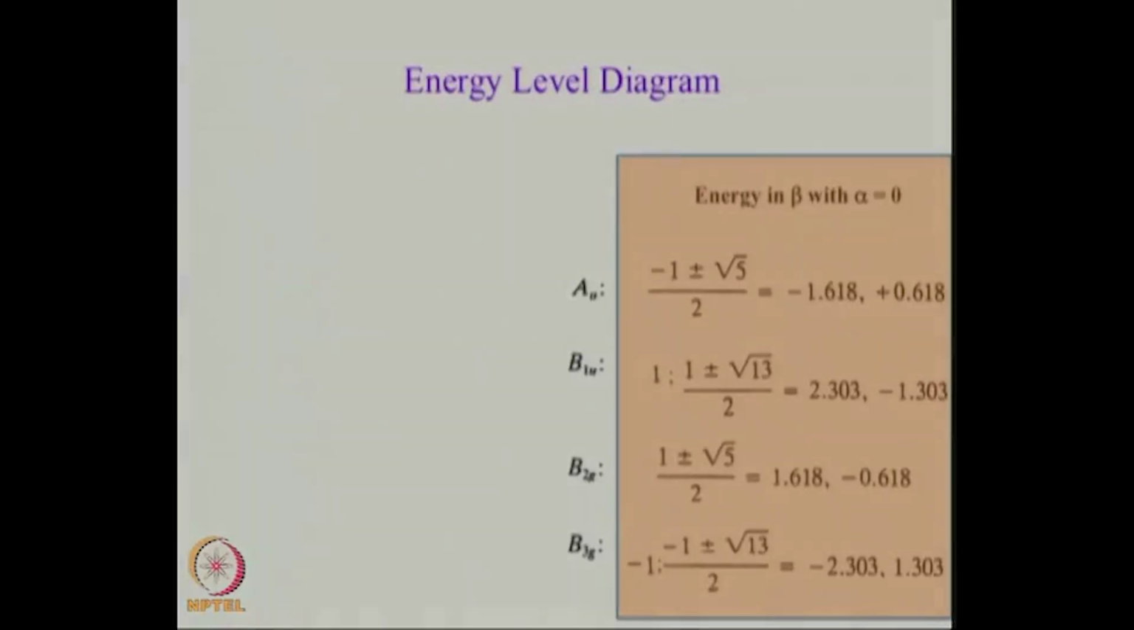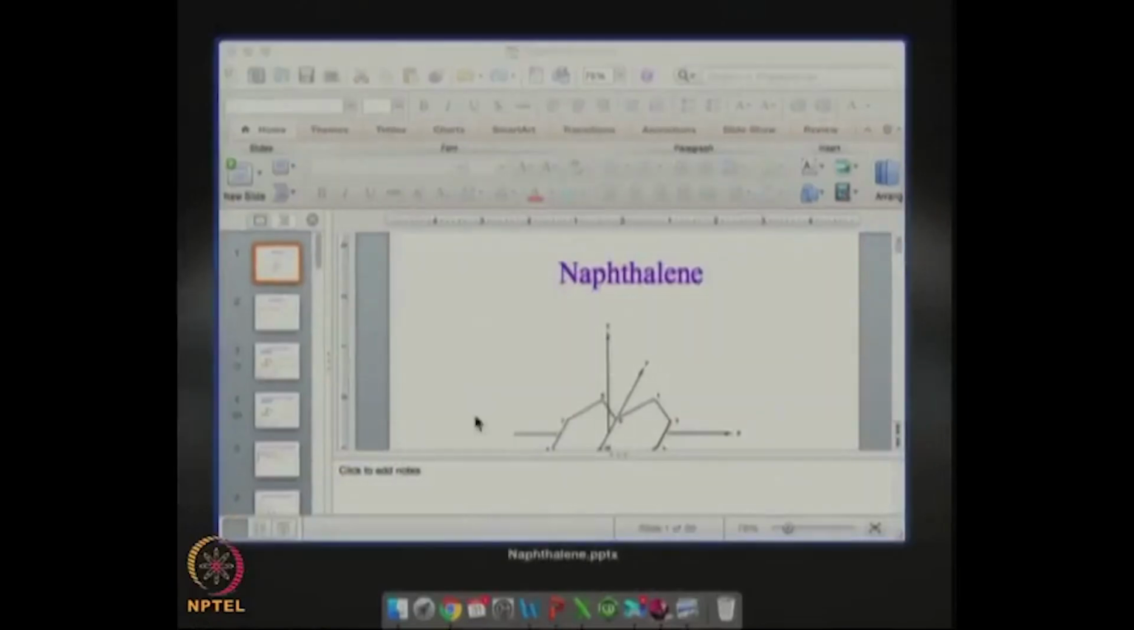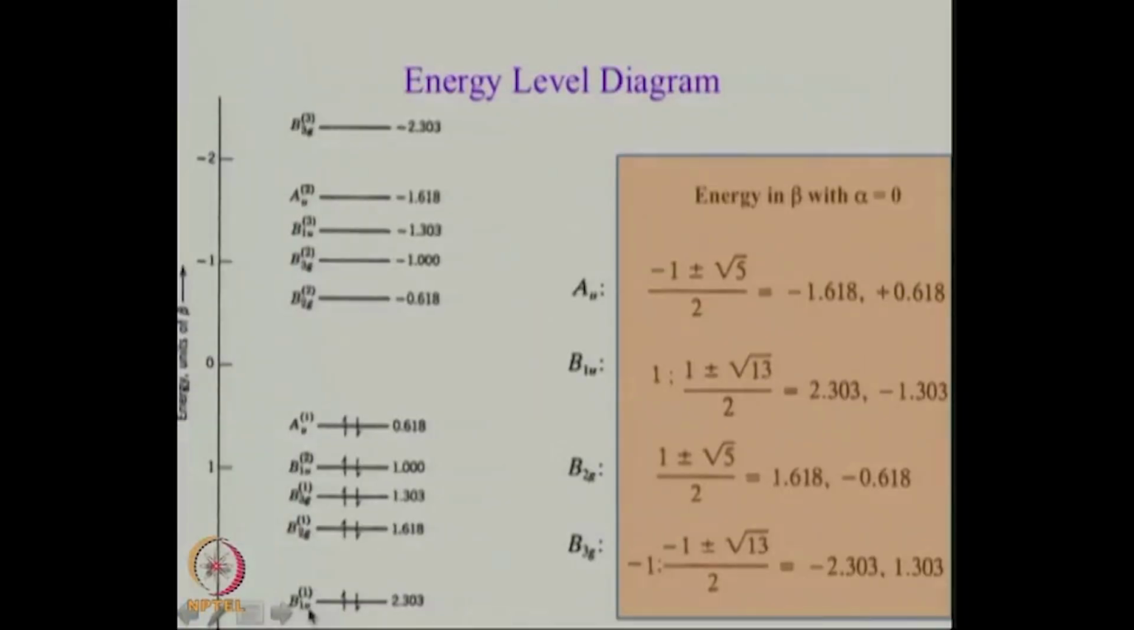What is the next one? B2G. What is the next one? AU is 0.618. And what about B3G? Right, don't forget that. So, this is what you get. So, the lowest energy orbital is B1U, then B2G, B3G, B1U, AU, and then you have B2G, B3G, B1U, AU, B3G.